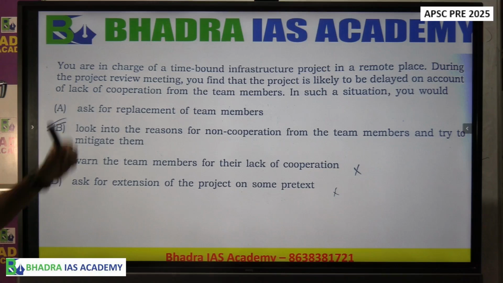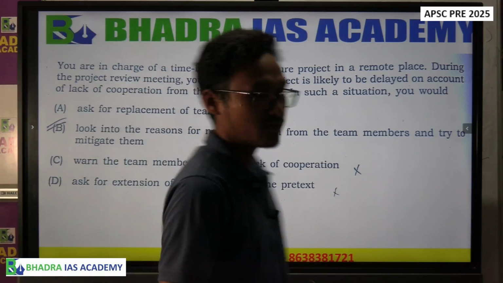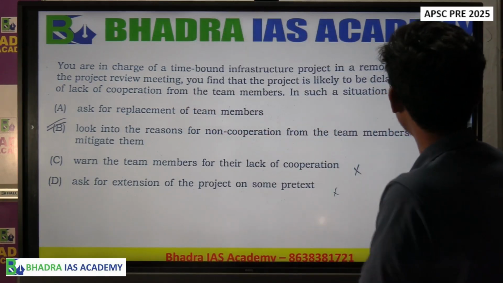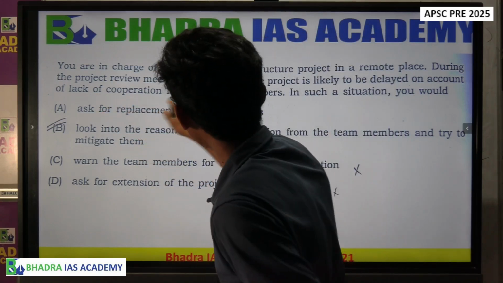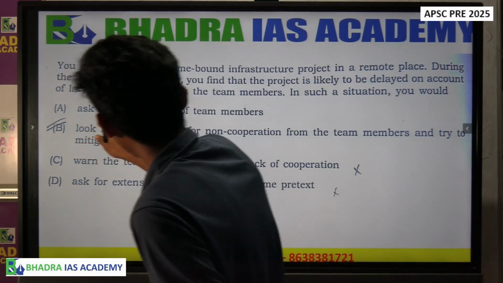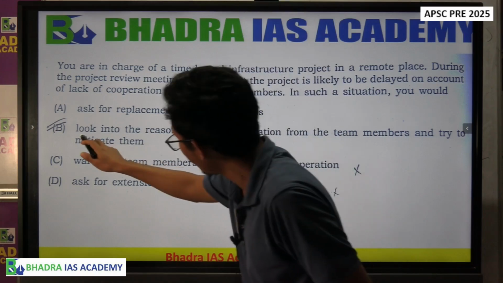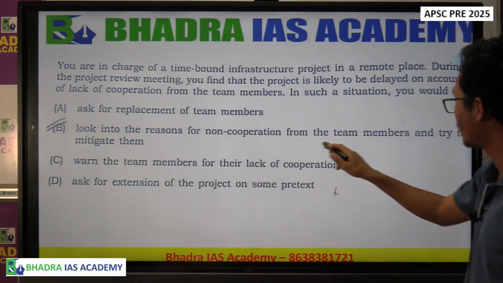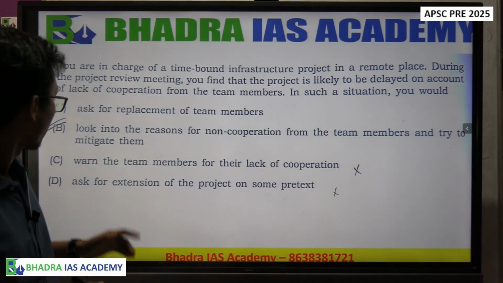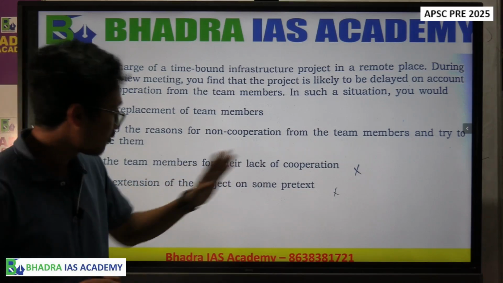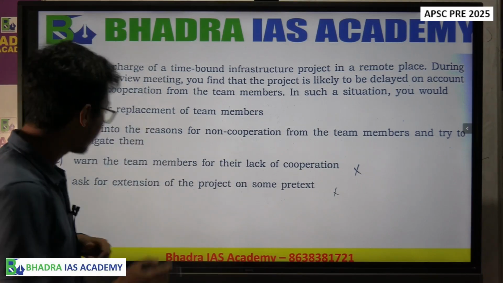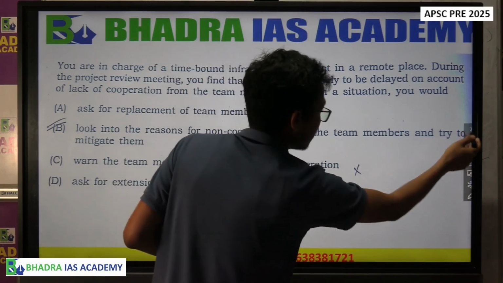You are in charge of a time-bound infrastructure project in a remote place. During the project review meeting, you find that the project is likely to be delayed on account of lack of cooperation from the team members. In such a situation, you would: ask for replacement of team members; look into the reasons for non-cooperation from the team members and try to mitigate them; warn the team members for their lack of cooperation; ask for the extension of project.